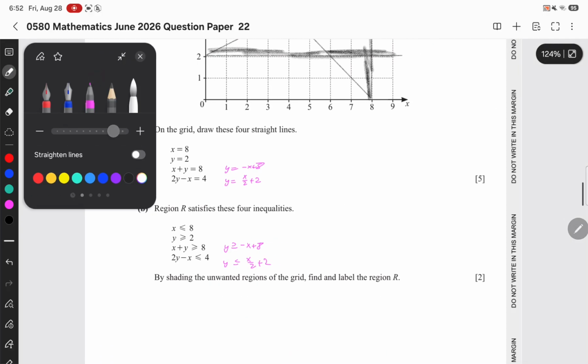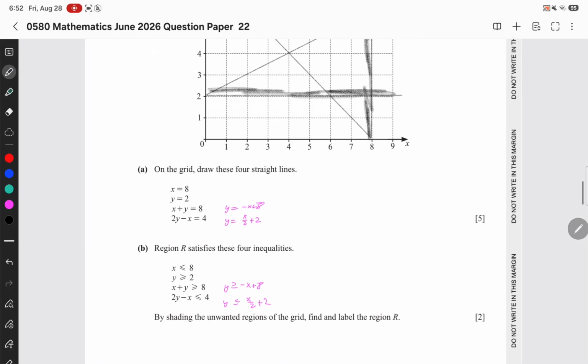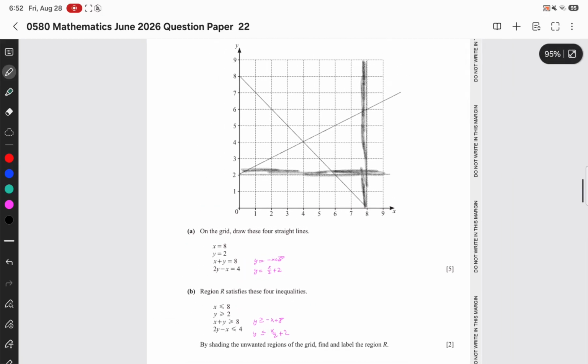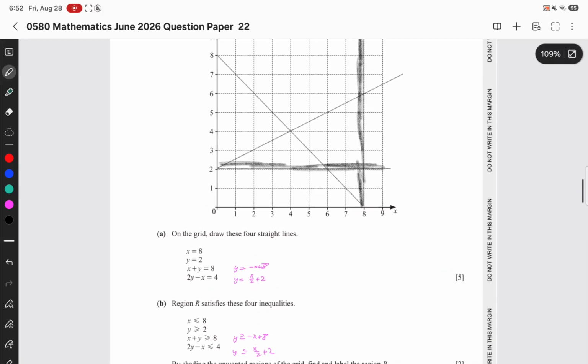So let's quickly go back and see what is going on in here. So it is greater than, so it is above this line.